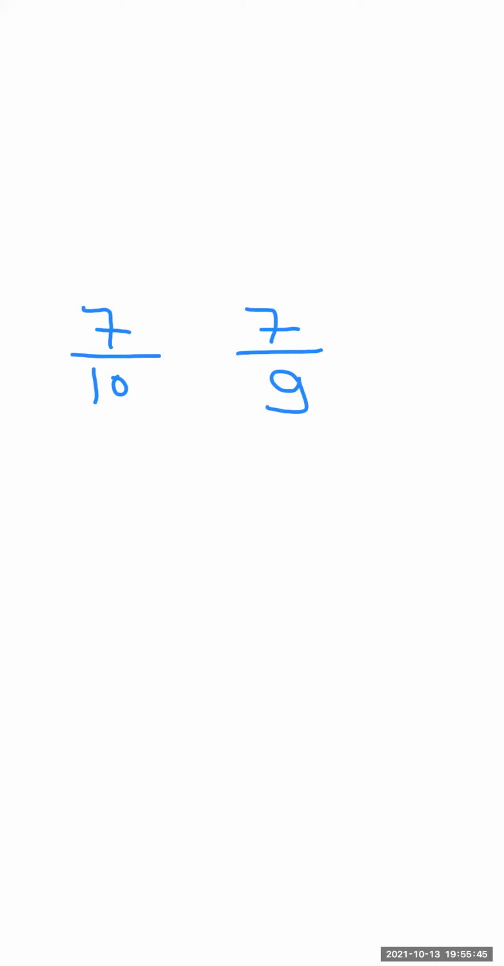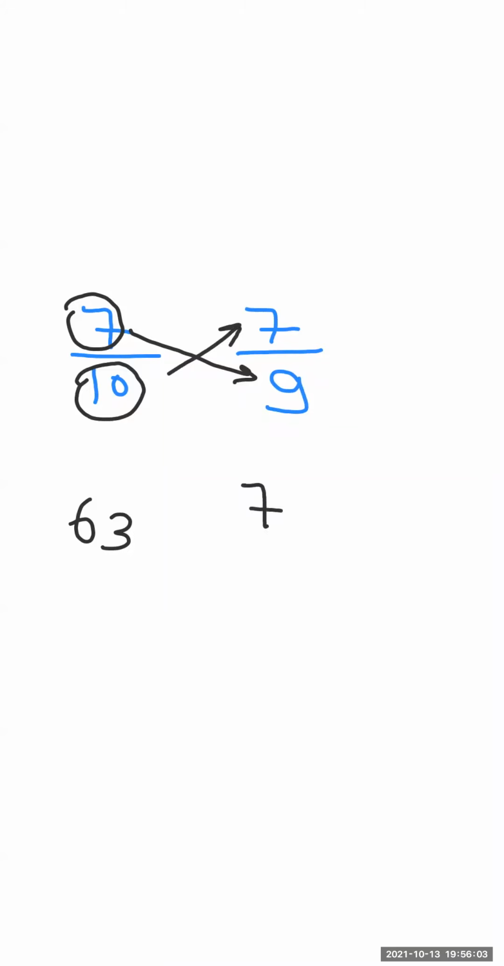Okay, listen, the smaller denominator will be the greater number. But there's one simple rule we can use. How? We can just use the cross multiplication for the two fractions. 7 times 9, it's 63. 10 times 7, it's 70. Which number is the greater? 70. 70 is related to this fraction, so this fraction is greater than this one. That's it.